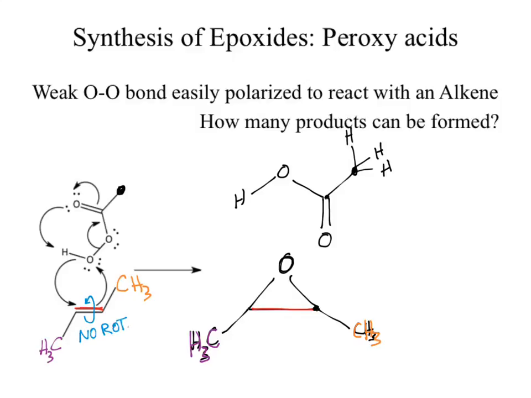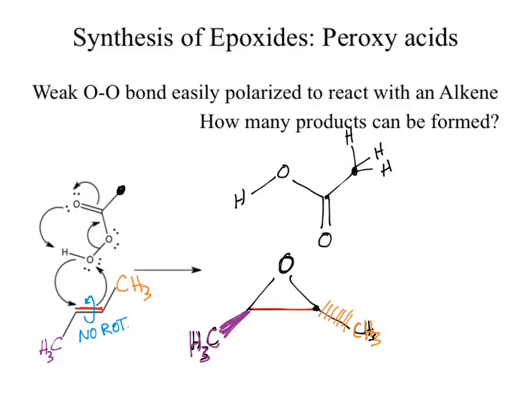No rotation. What does that mean happens in our product, the relationship between our purple and orange? You have to stay trans. They must stay on opposite sides of that double bond, which means if we specify our orange one as dashed, our purple one needs to be wedged coming at us.